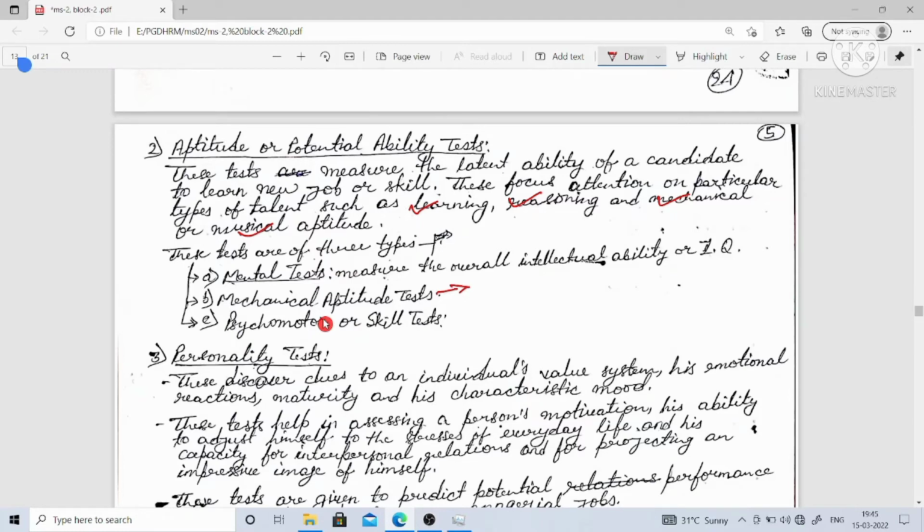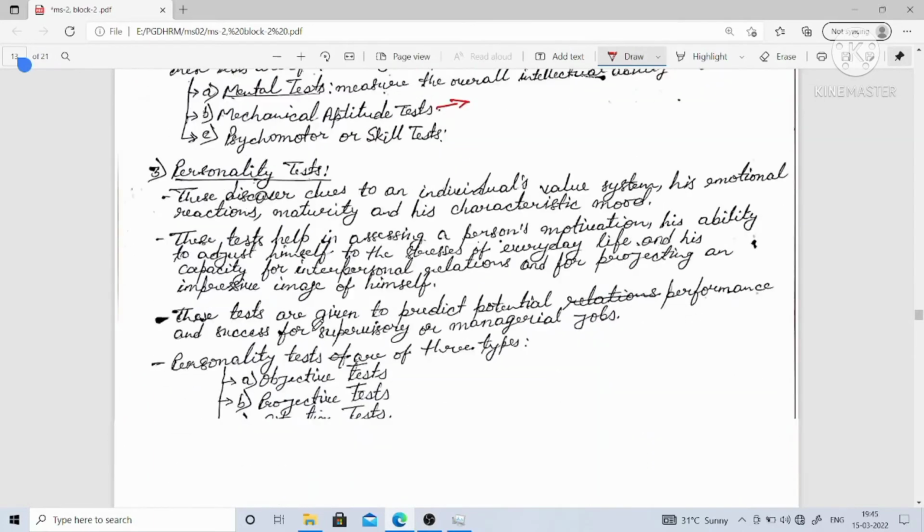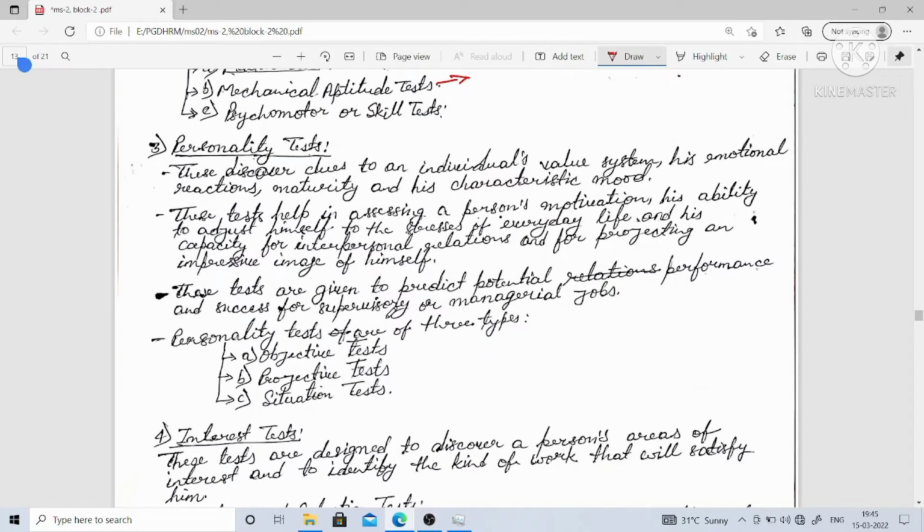Third kind of selection test is the personality test. So what does this personality test do? Here it discovers clues of an individual's value system, his emotional reactions, maturity and his characteristic mood. It means what type of value system the individual possesses, his emotional reactions in different situations, and maturity level. These all things are tested in the personality test.